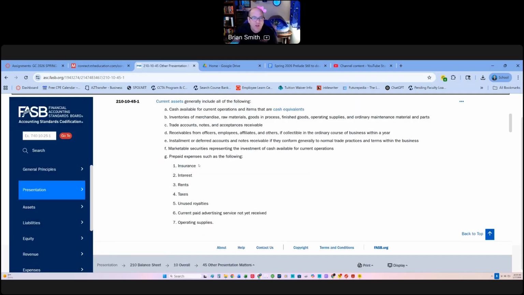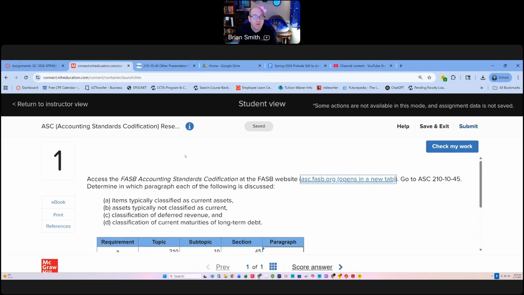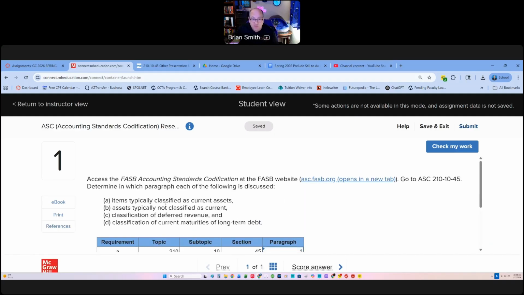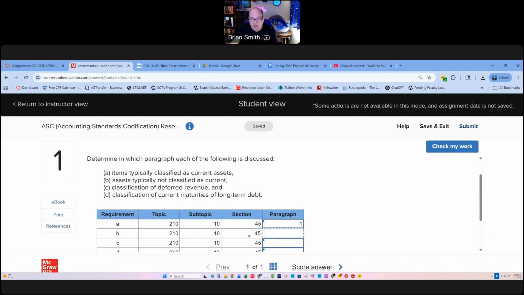Look at this. Current assets generally include all the following. Oh my goodness. Look at that. 210-10-45-1. Okay, and this assignment specifically already gave us 210-10-45. Now we know we can just put in 1 right here, because this one is the one that tells us what we were looking for: items typically classified as current assets. Now let's look for assets typically not classified as current assets. And we can see here that we're already in that same section.